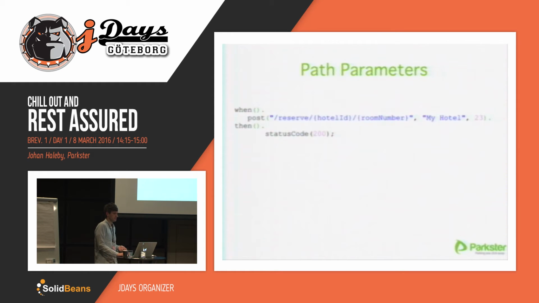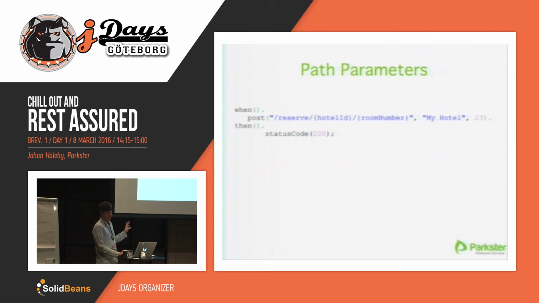But in some situations, it could be nice to also just supply unnamed path parameters. Then they are index-based. You just use a var arg here, and you pass in the value my hotel, and it will replace hotel ID, and so on. This can be a little less code to write, and can be convenient in some cases. But you can actually mix and match both named and unnamed path parameters.